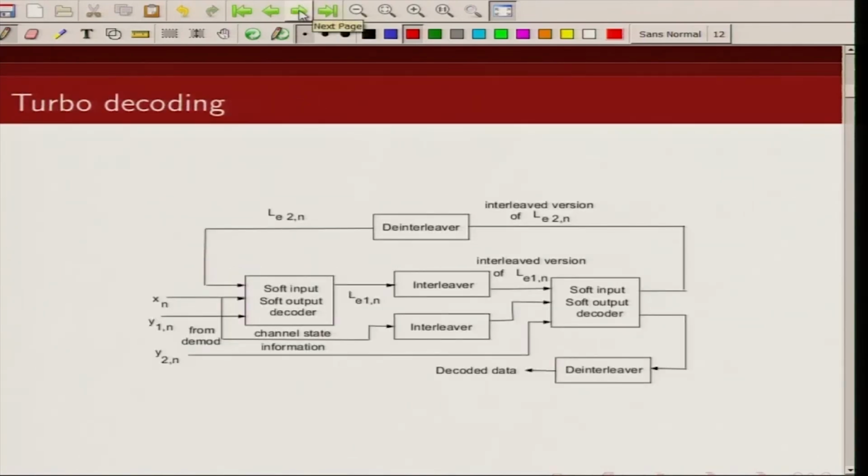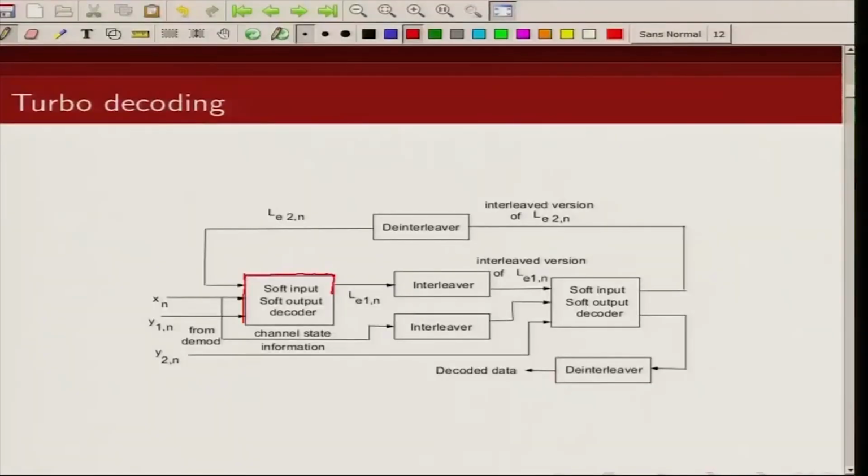So, this is the block diagram of a turbo decoder. Recall a turbo code consists of parallel concatenation of two recursive convolutional encoders. So, here we have two decoders, and it is an iterative decoding process. We have two decoders corresponding to the two encoders. This is one decoder, this is the second decoder. Now, note I have written soft input, soft output decoder.